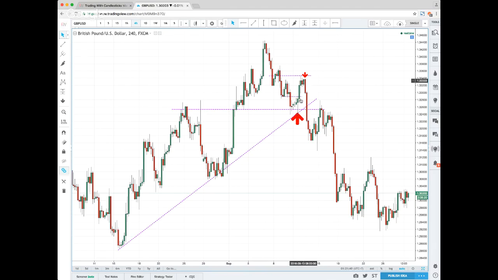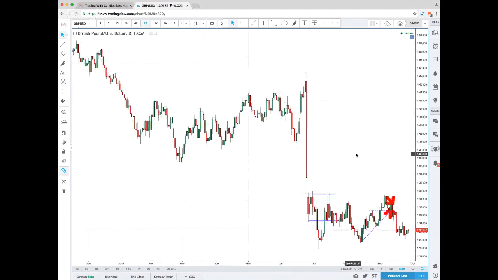So based on the 1 hour, you're looking at it as a sell. Based on the 4 hours, the sell seems to have died. Okay, now we're going to take it back up a notch and go to the daily and see, well, is it a sell or is it a buy?